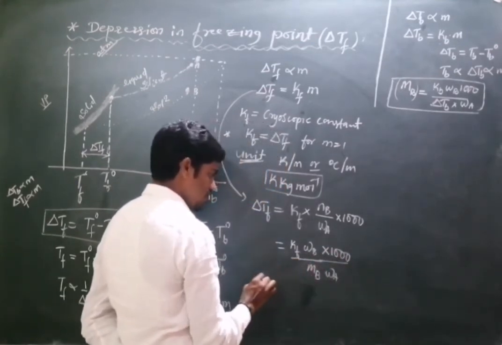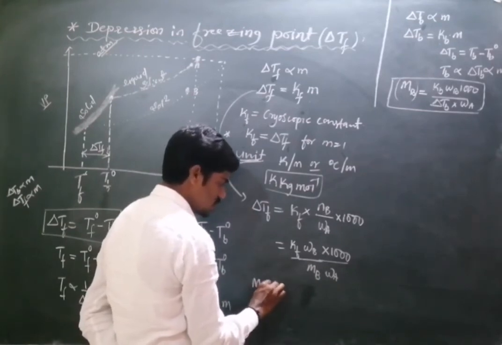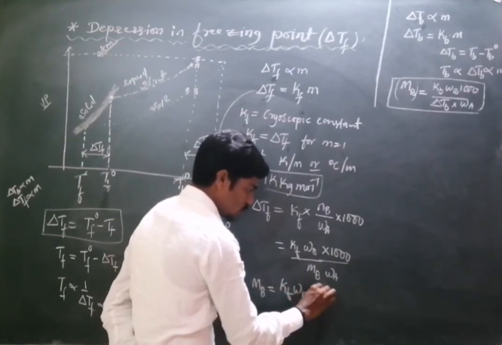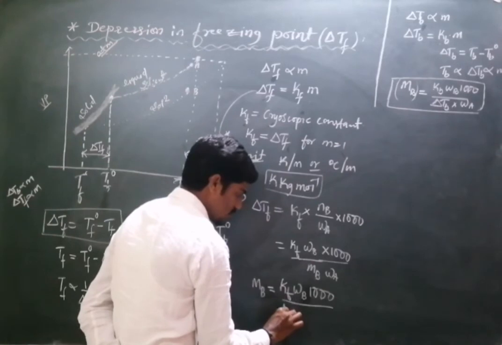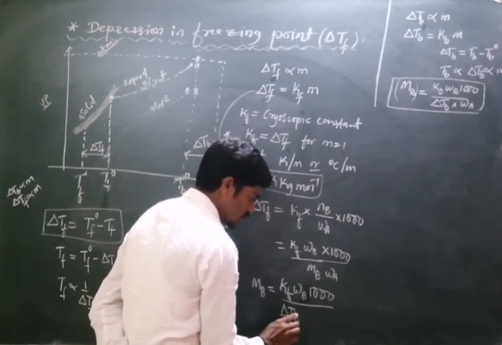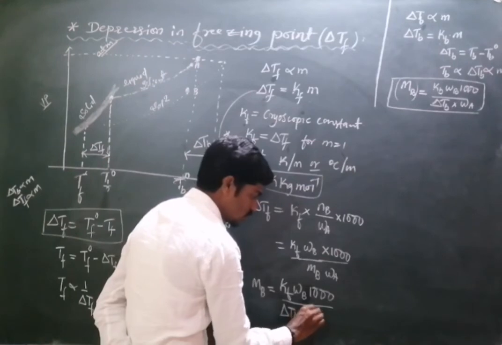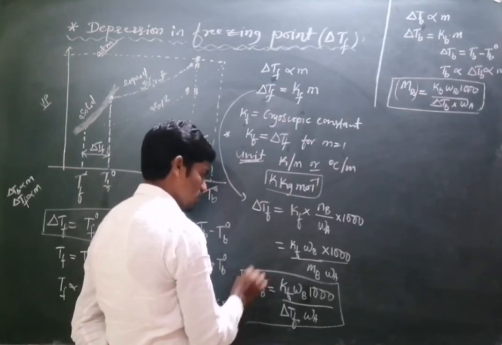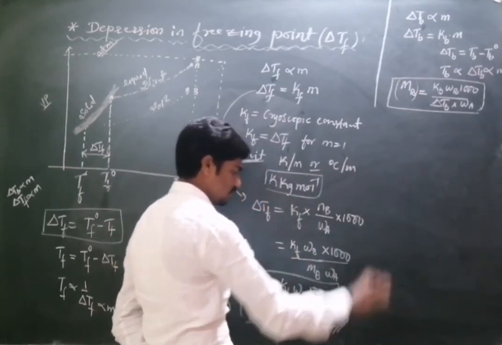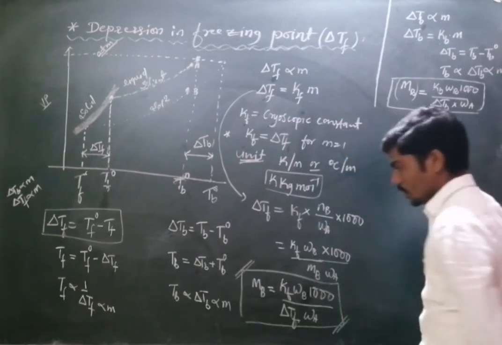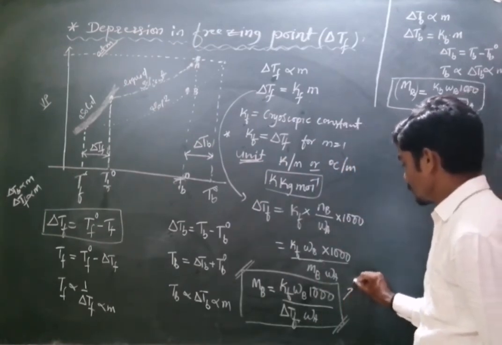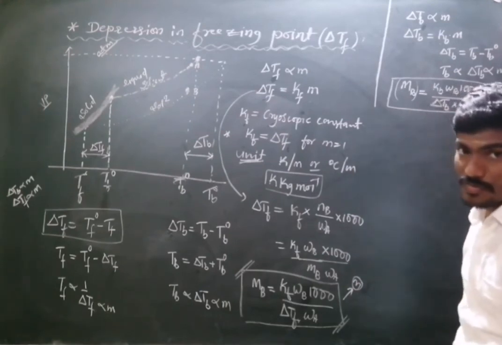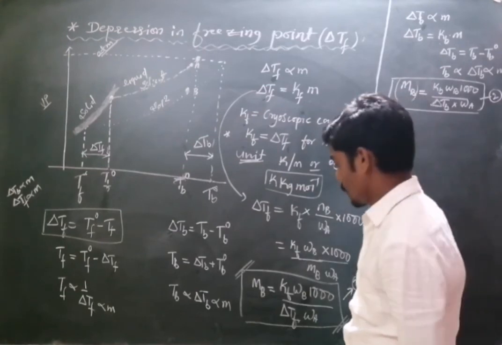Now I want to calculate MB. Therefore, MB is equal to Kf into WB into 1000 divided by delta TF into WA. This is the third formula to calculate molar mass from the third colligative property. Is it clear? Okay. This is the third one. Third formula. This is the second formula. First formula is from RLVP, relative lowering in vapor pressure.